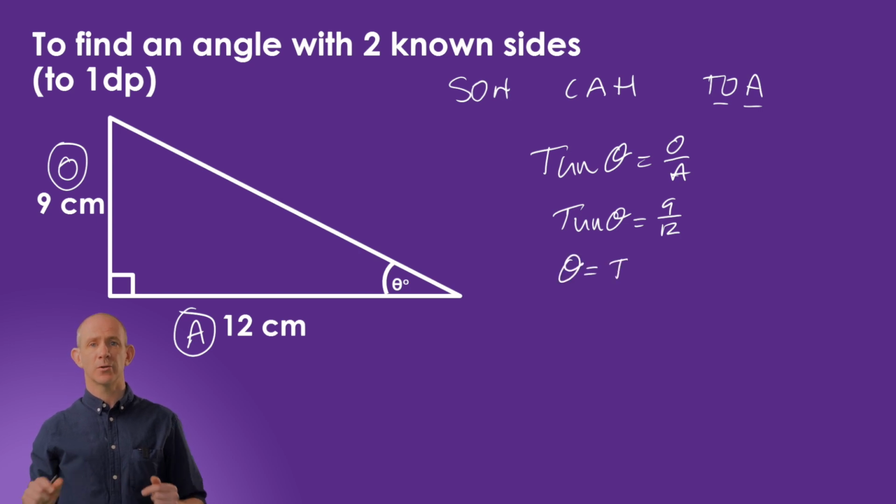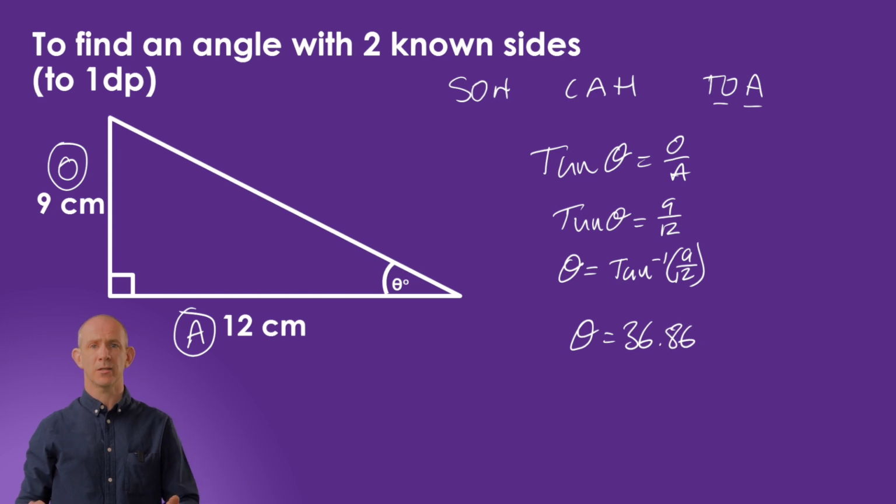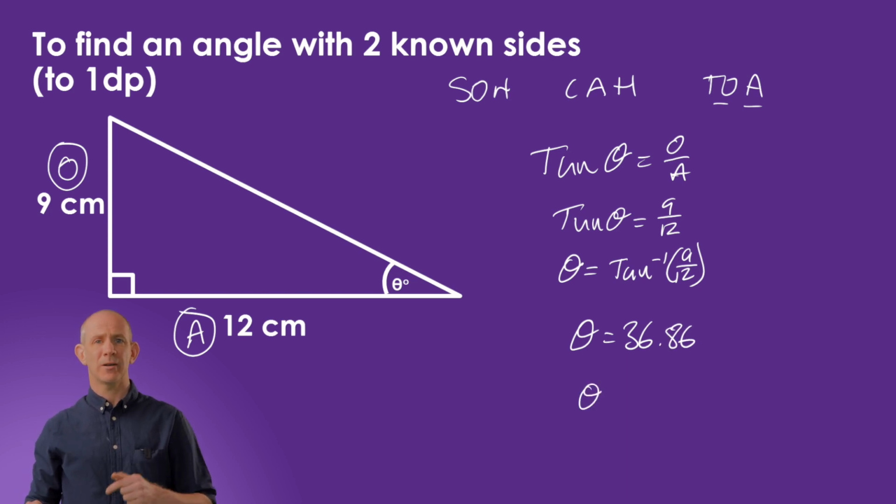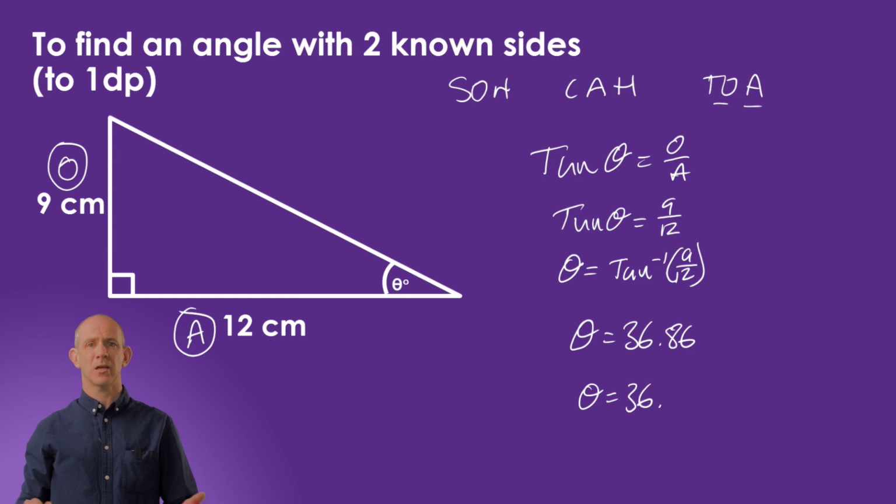And then use the inverse of tan to get theta on its own. We then get theta equals the inverse of tan, open brackets, 9 over 12, close brackets, and after we put that into the calculator, it also gives us 36.86. As this can be rounded to 36.9, which is the same answer as the previous example.